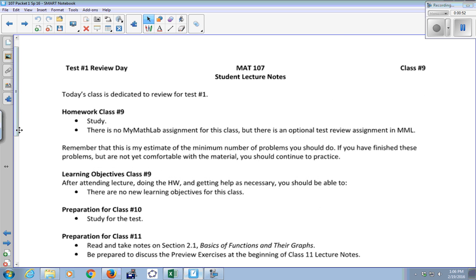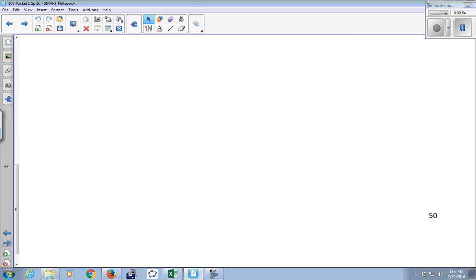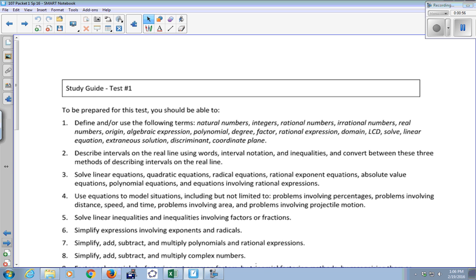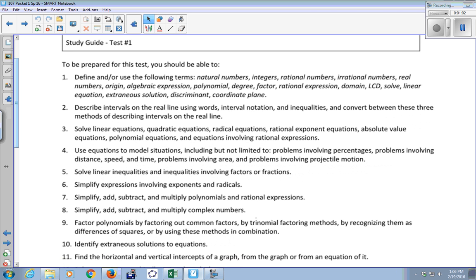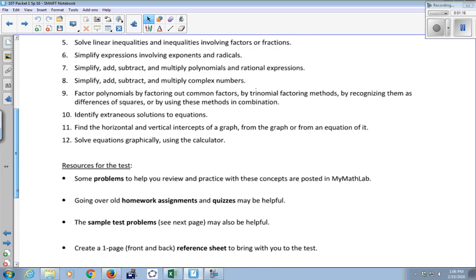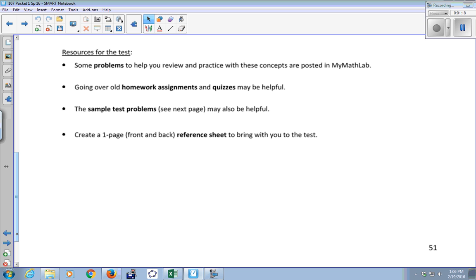Right after this class, on page 51 of your packet, there is a study guide for test 1. There's a long list of all the things that you need to be able to know how to do for the test. As you're studying, you might check these off, like, oh yeah, I know what that means. I can do that. I can do that, right? And then there's a list of resources.